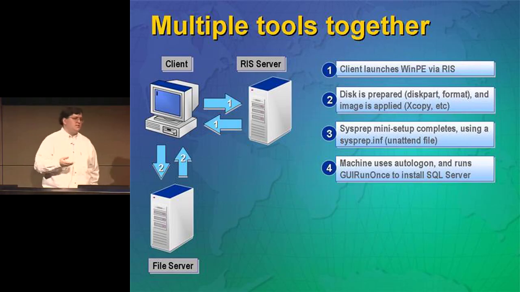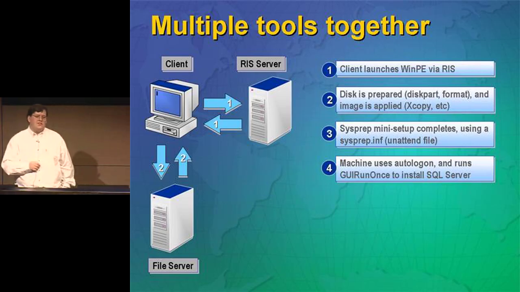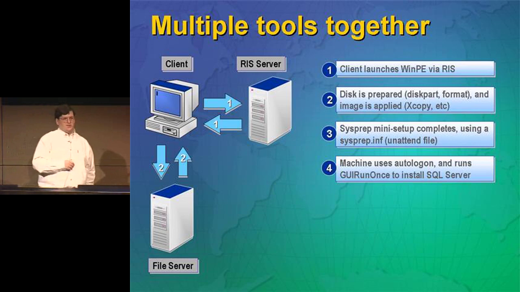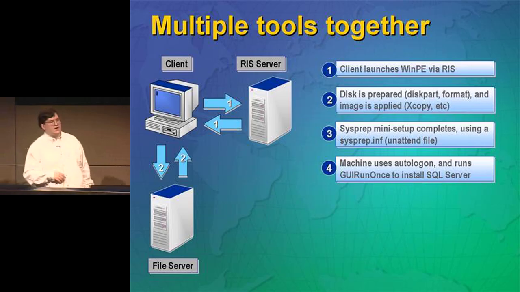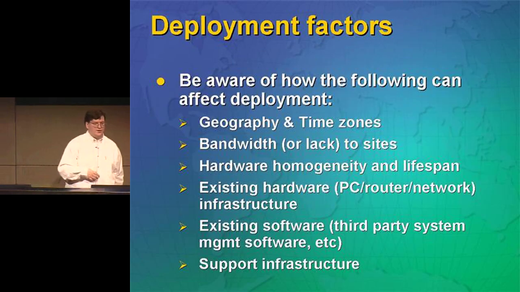Sysprep mini-setup completes, which we could have automated using a sysprep.inf file, which can automate as much as you want it to. In this case, let's say the machine is going to use an auto logon. So you put an administrator password in, it's going to log on once for you, and here it's going to run GUI run once to install SQL Server, which you could use an ISS file to install for you. So it gives an example of how you could use all those tools together.